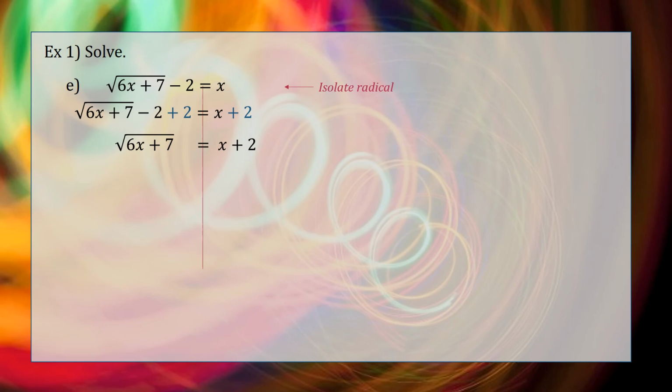From here, because we have a variable trapped under the radical, we will need to use the power rule. Since this is a square root, it means we do need to square the left side and square the right side. Well, the left side, the square root and the square undo each other, giving you 6x plus 7. But on the right side, x plus 2 squared really means x plus 2 times x plus 2. Now, go ahead and take a moment to multiply that and see what you get.